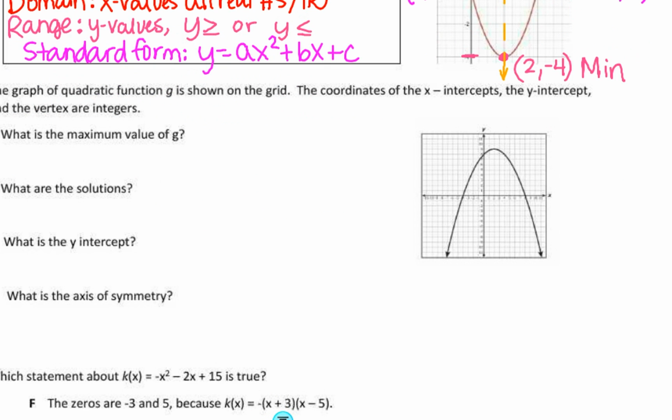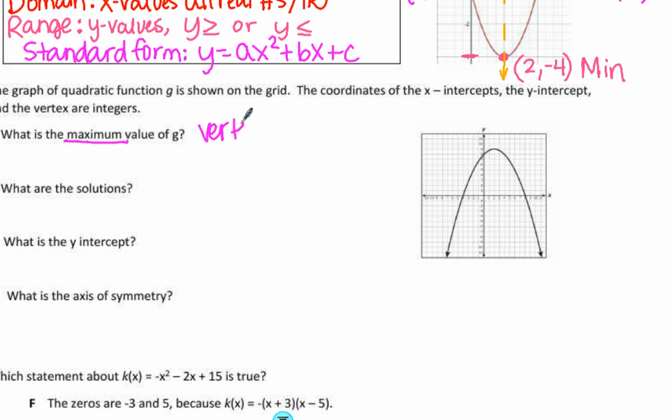The graph of the quadratic function g is shown below. The coordinates of the x-intercepts, y-intercept, we're going to find all these things. So what is the maximum value of g? Our maximum value, we're going to be talking about our vertex here.